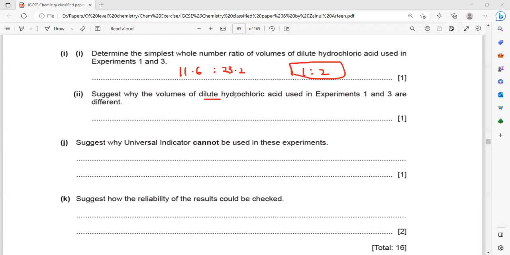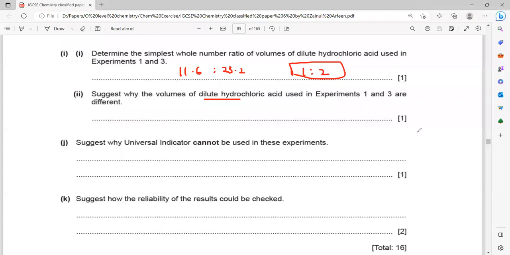Suggest why the volume of dilute hydrochloric acid used in experiment 1 and 3 are different. What might be the reason why we need different amounts of hydrochloric acid for a reaction, experiment 1 and 3? We did not change the concentration. Look, solution L, same amount of solution L, same type. But the only thing is that we use a different indicator. By using a different type of indicator, you need a different amount, because as I mentioned, indicators are also weak acids.